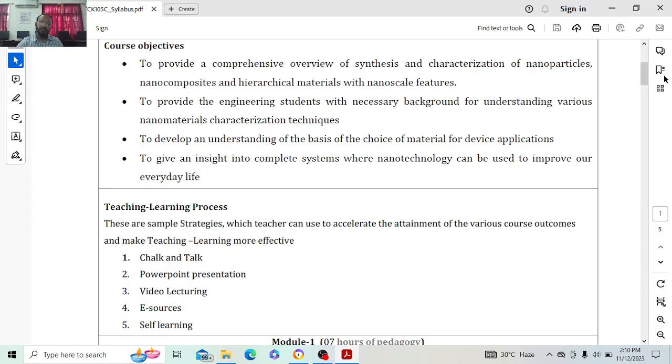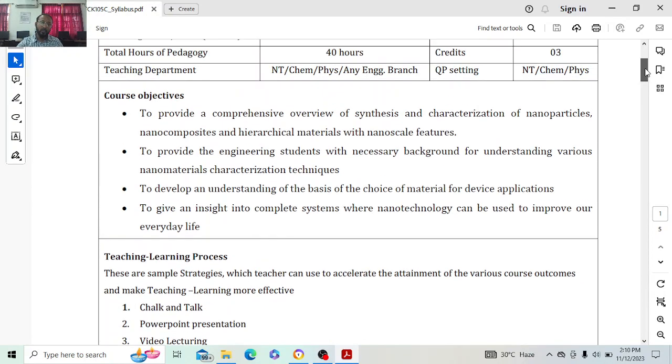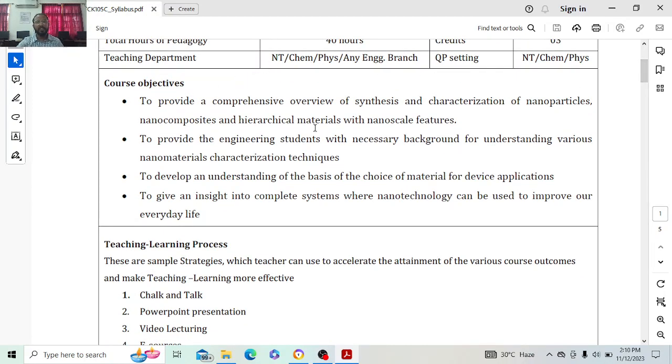Okay, so this is the syllabus we were discussing, and the course objectives. The first thing is to provide a comprehensive overview of the synthesis and characterization of nanoparticles: how exactly we are going to synthesize the nanoparticles, how we can characterize them, and why we have to characterize them, and nanocomposites and hierarchical materials with nanoscale features, their properties, all those things we are going to discuss. And then to provide engineering students with the necessary background for understanding various nanomaterials characterization techniques, like XRD, which all of you know, and the same thing can be used for structural analysis of nanomaterials also.